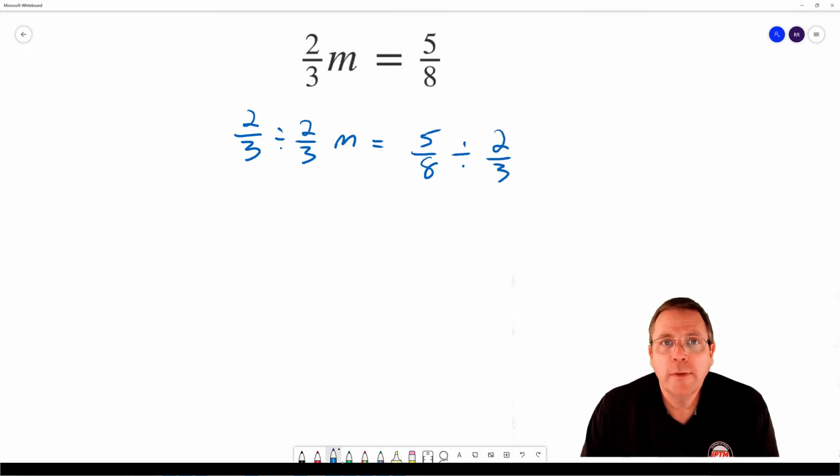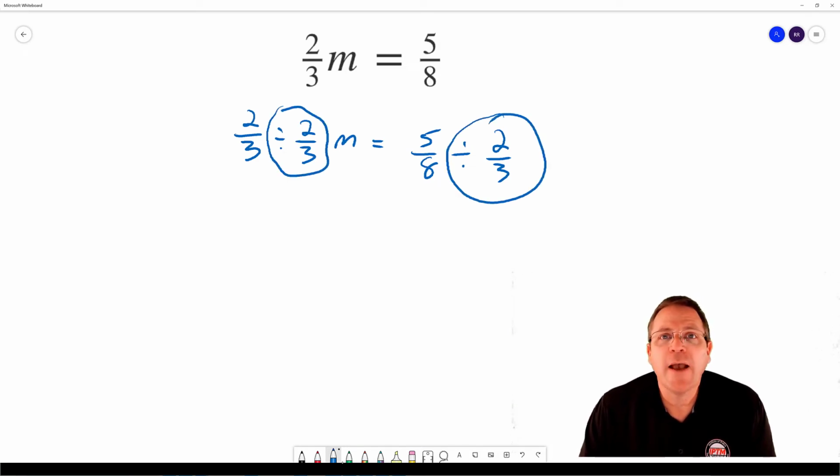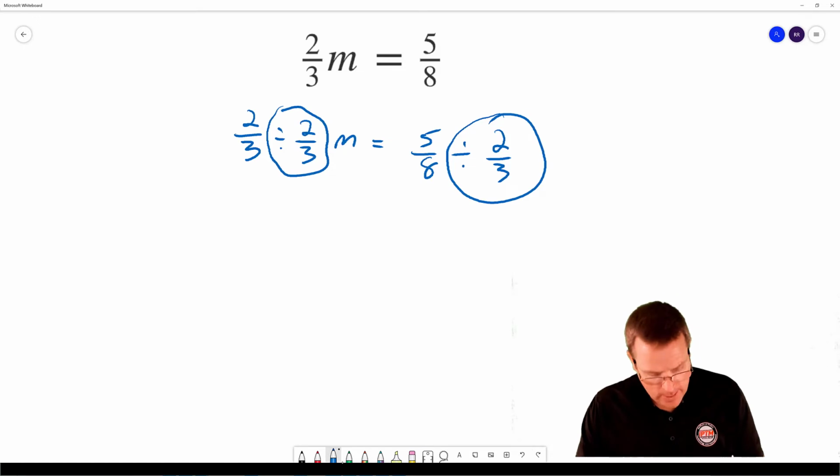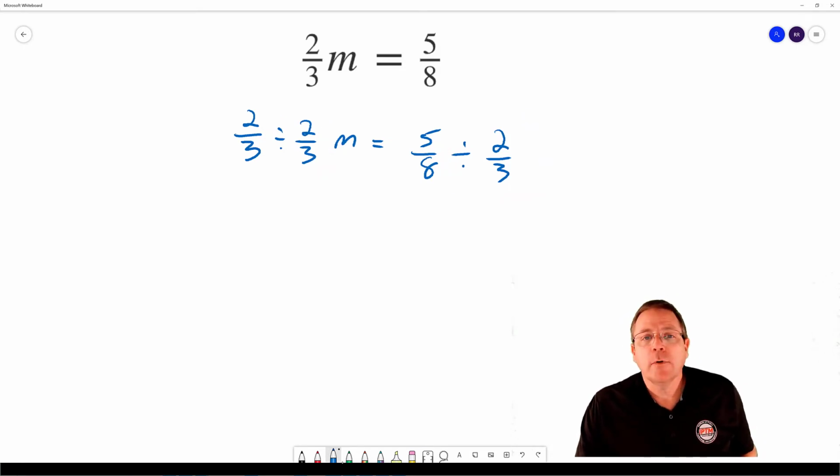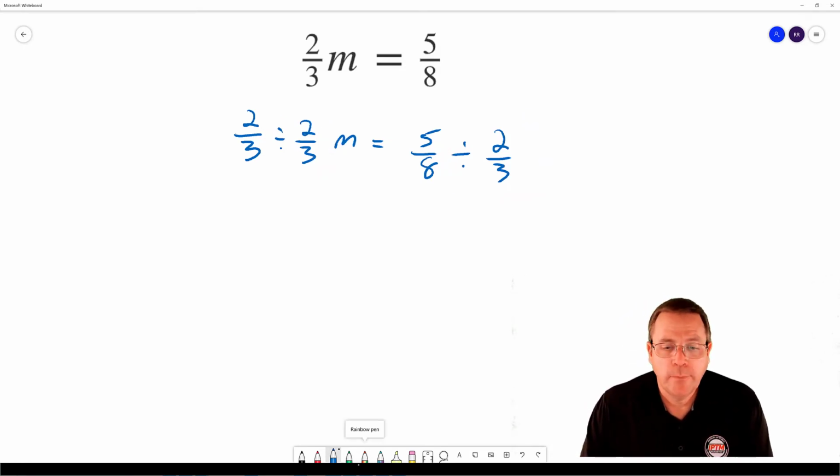The only thing that has changed is I've divided by 2/3 here, and I've divided by 2/3 here. Everything else stayed the same. 2/3 m equals 5/8. We're just rewriting the problem so we can work it horizontally. Now from there, I can say 2/3 divided by 2/3, that's going to equal 1.